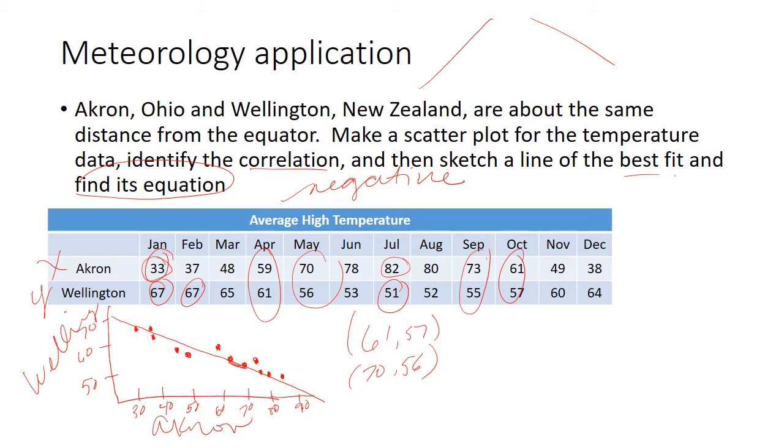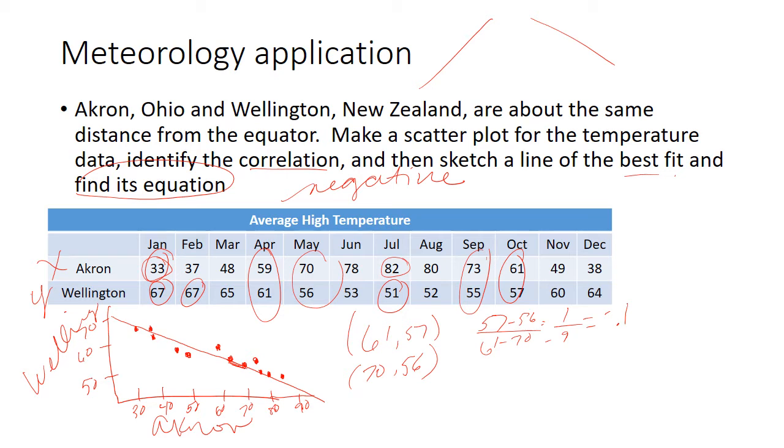So I'm going to find my change in y's and my change in x's. So my 57 minus 56 is going to give me a 1. And 61 minus 70 will give me a negative 9. Let's go ahead and put it as a decimal, which is going to give me negative 0.1. So that's what I'm going to use as my slope.